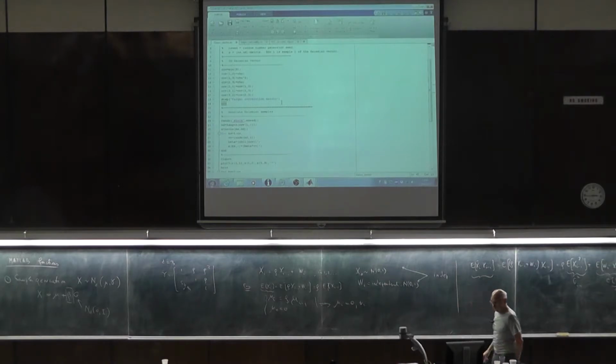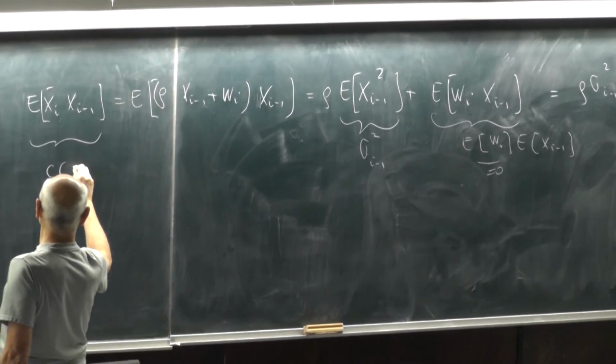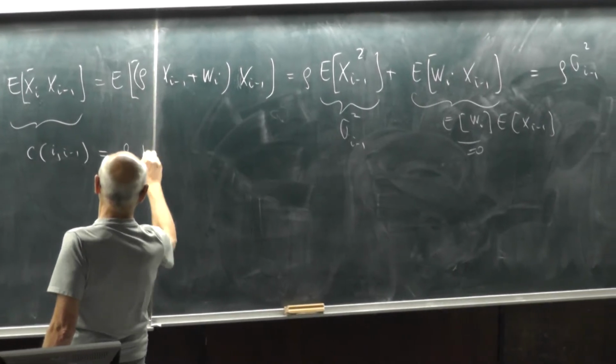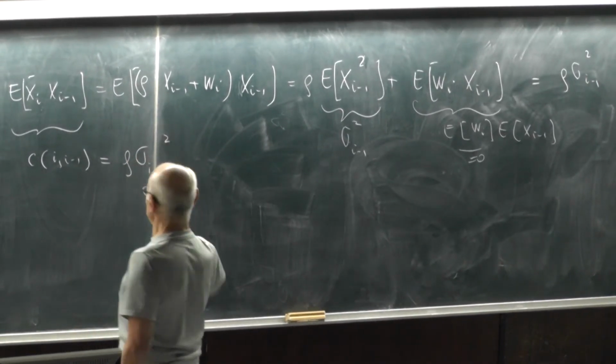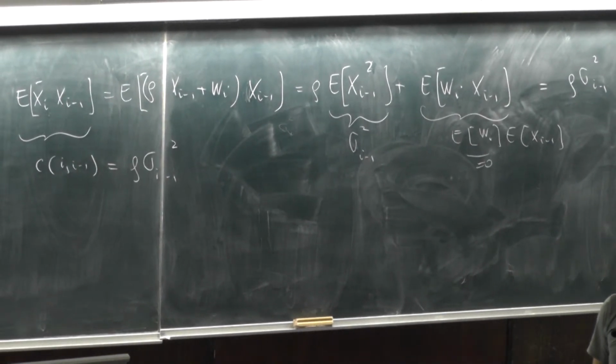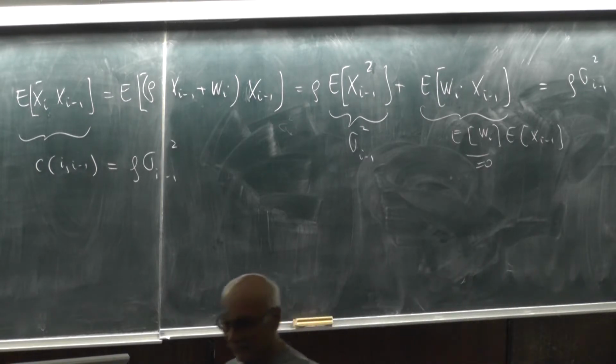So we found the following thing, that the correlation between x_i and x_{i-1} is equal to rho sigma_{i-1} squared. To go one step further, let's try to figure out what the variance is. What should I do to get the variance? We know the mean is 0 everywhere. I need to construct a recurrence formula for the variance.